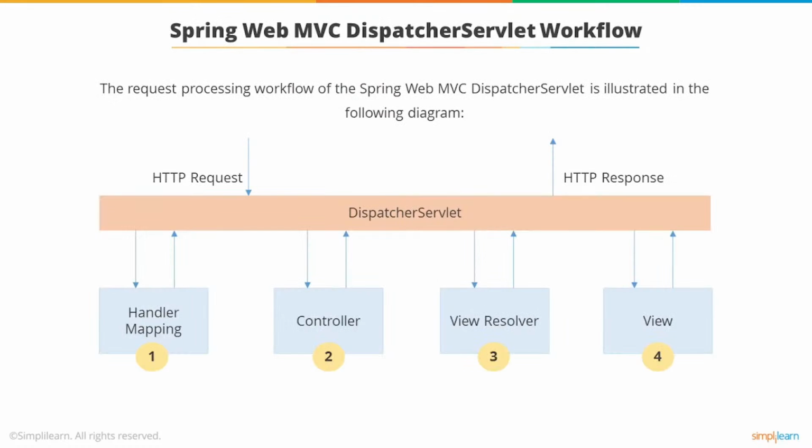The request processing workflow of the Spring Web MVC dispatcher servlet is illustrated in the following diagram. The handler mapping goes to the dispatcher servlet. Second is the controller data exchange with the dispatcher servlet. Then it communicates with the view resolver. And finally the view and the response is sent out.